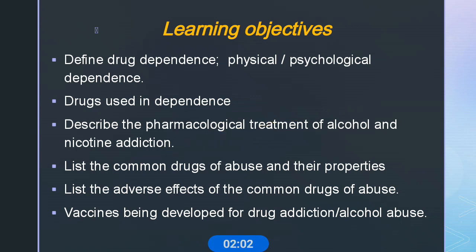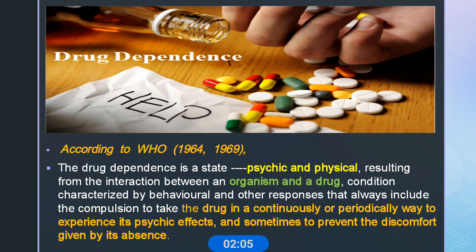Okay, we'll discuss one by one. First, drug dependency. According to WHO, drug dependency is a psychic or physical state that usually results when our body reacts with a drug. It is a condition where we feel a compulsion to take the drug continuously, showing some psychic and physical effects. Sometimes we take the drug to avoid the discomfort caused by its absence, and that means we are dependent on that drug. This is called drug dependency.